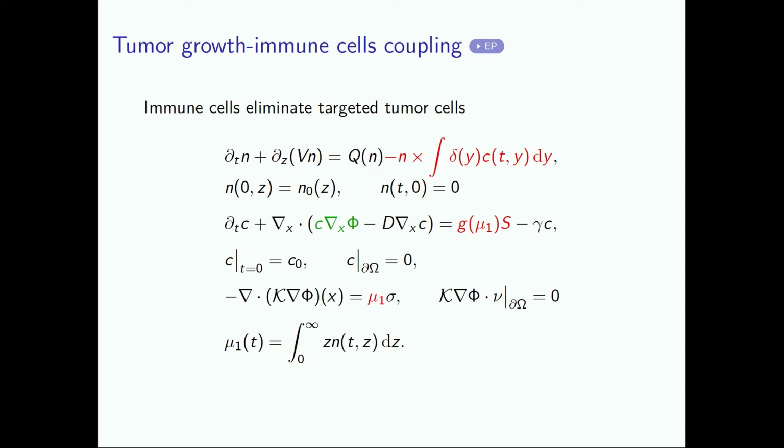So the immune cells are acting on the tumor cells by killing tumor cells, and the tumor cells are acting on the immune system by activating, on the right-hand side, the immune cells, and by driving the strength of a chemotactic force. Okay? And mu1 is the first order moment of the distribution of tumor cells in size. Okay? So this is the model. I told you it's as simple as possible, but it's already complicated. We have two PDEs with different sets of variables, T and Z for the tumor cells, T and X for the immune cells, and we have a nonlinear coupling in different places of the model. Okay?